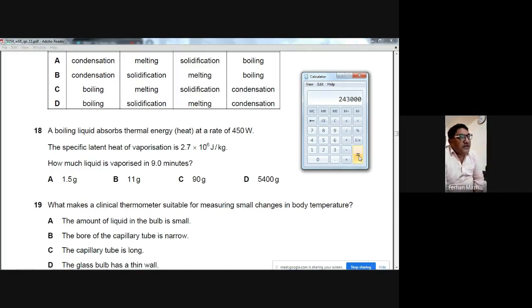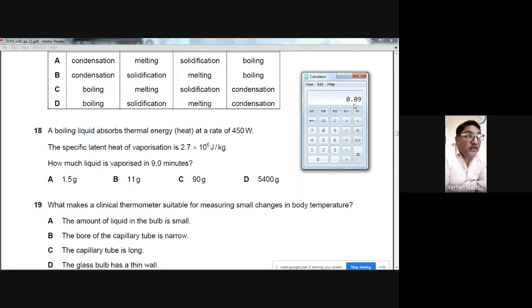So heat divided by L will be equal to m. So divided by the specific latent heat, that is 2.7, and it will be 27 5 zeros 1 2 3 4 5, and this is the amount. This amount which you got as the answer, here in the latent heat, the unit used for the mass is kg. So that's why the value of m, which is coming 0.09, is in kgs.